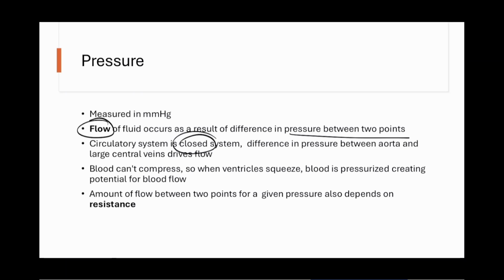Blood can't compress, so when the ventricles start to squeeze, the blood gets pressurized, creating the potential for blood flow. We need to generate the pressure, bring you up to the very, very tippy top of that roller coaster so that when the blood leaves the heart, just natural flow allows it to move through the whole system. The amount of flow between 2 points is also dependent on resistance. What is resisting the flow of blood through your vessels?